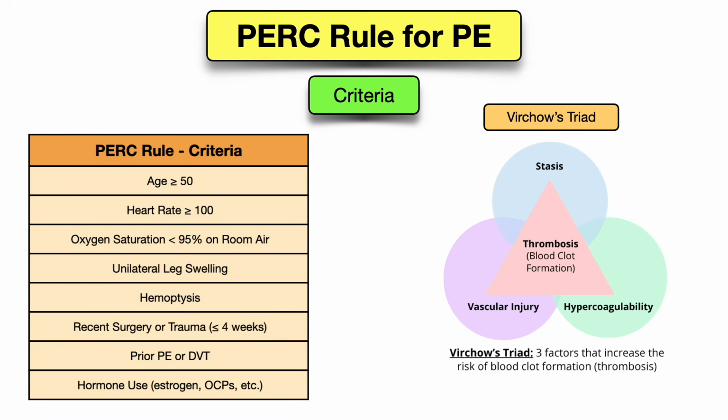The reason for this is hormone use can increase the risk of blood clot formation. Again, let's go back to Virchow's triad. Hormone use can lead to hypercoagulability, which is one of the 3 factors that increase blood clot formation.